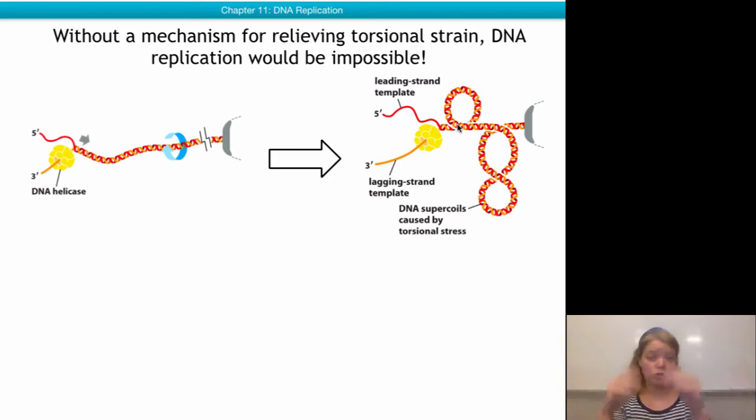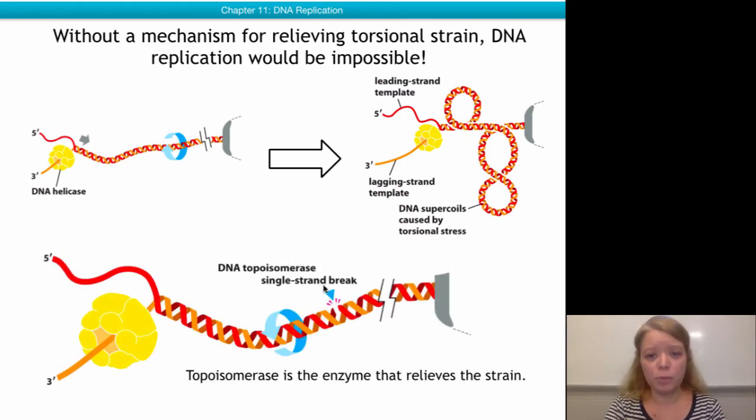You can try this at home. Just take 2 pieces of string, wind them, and attach them to some sort of solid support like a chair, and then begin to unwind the 2 strands, and you will get these knots, these supercoils forming in the strings. The topoisomerase will come and make these little single-strand breaks.